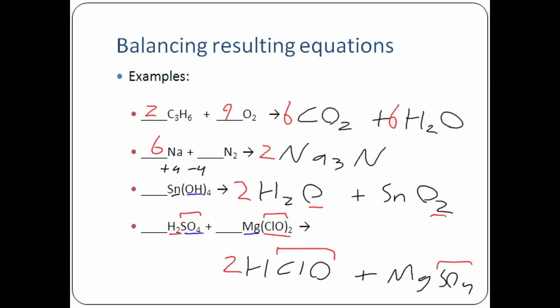And so this would be our final balancing here. H2SO4 plus Mg(ClO)2 yields 2 HClO plus MgSO4.